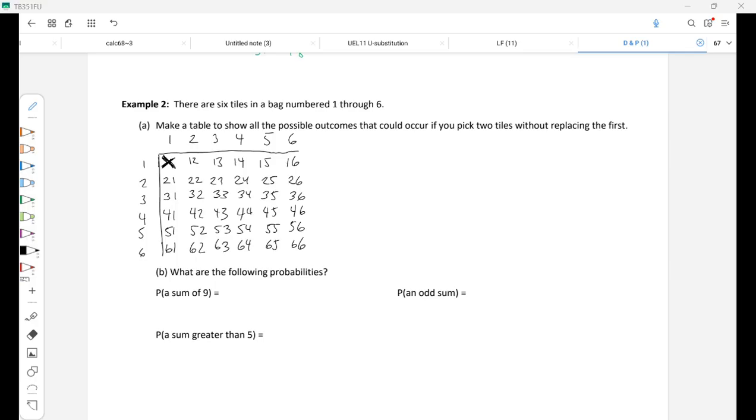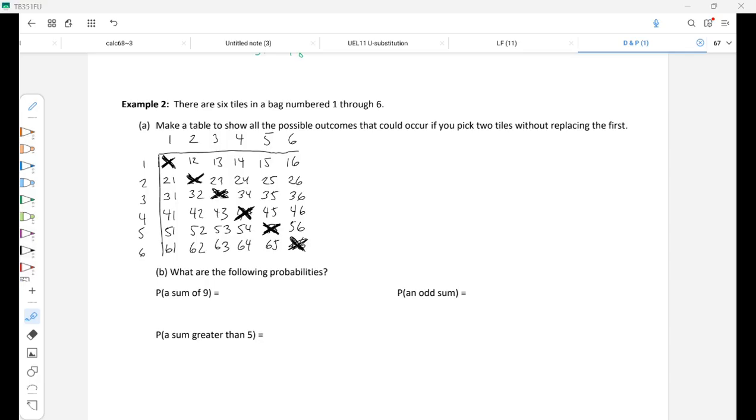1, 1 can't happen. 2, 2 can't happen. 3, 3 can't happen. So I'm crossing out things that really can't happen in my situation here. And as long as you set your table up so that you write the things in the same order down the side as you do the top, you're always going to be crossing out the main diagonal of your table. So there aren't 36 different things that could happen like there were in the last problem. There's only 30 different things that could happen because I've crossed out 6 of them.